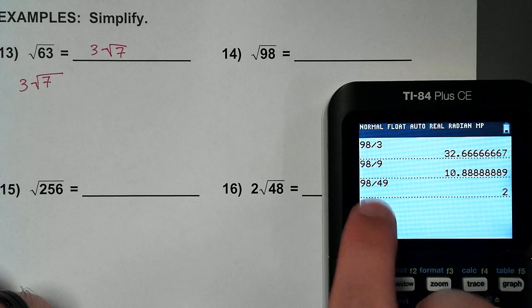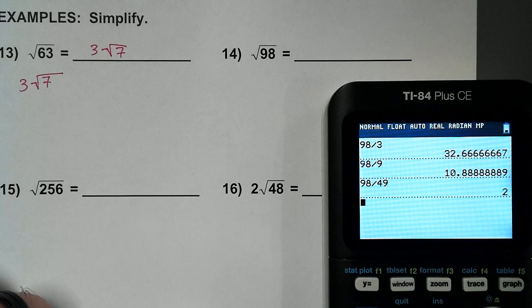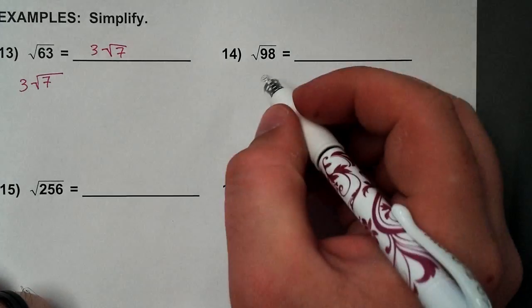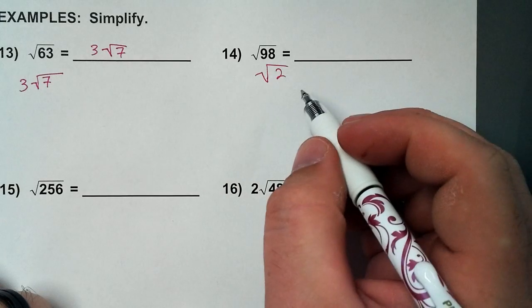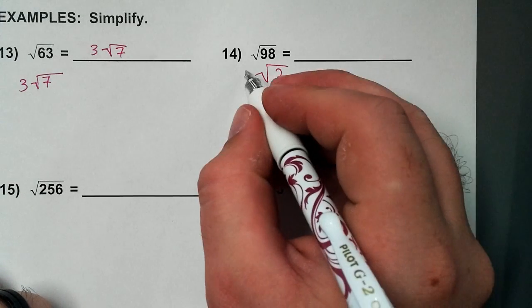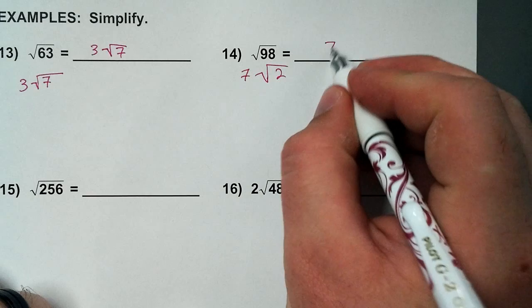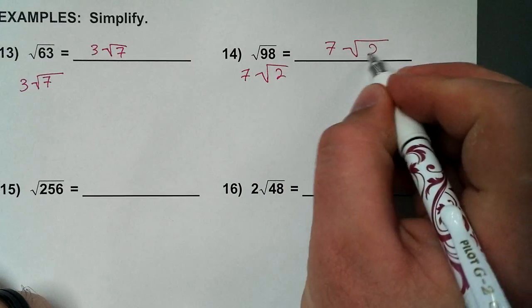That one does work. 98 divided by 49, which is 7 squared, right? So there's going to be 2 left over inside the radical, and then 49, the square root of that is 7. So we pulled out a 7 square root of 2.